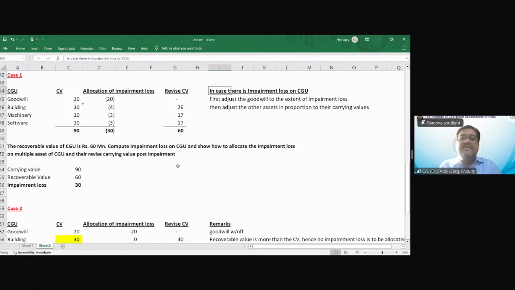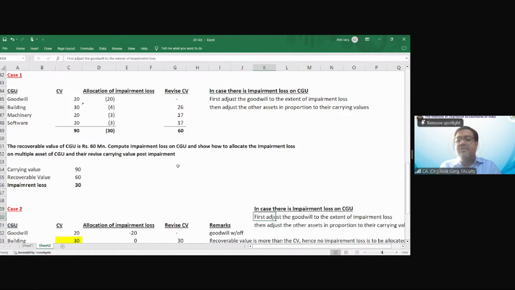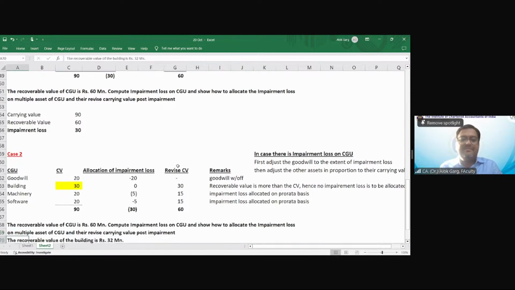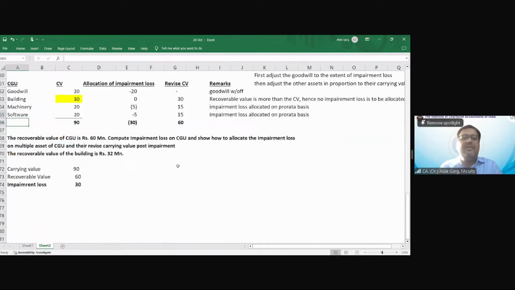In case there is an impairment loss on a CGU, first it is the goodwill, then the other assets on a pro rata basis. And while determining the other assets on a pro rata basis, if an individual asset has a recoverable value more than the carrying value, that asset should not be touched. Let me make it a little more complex.